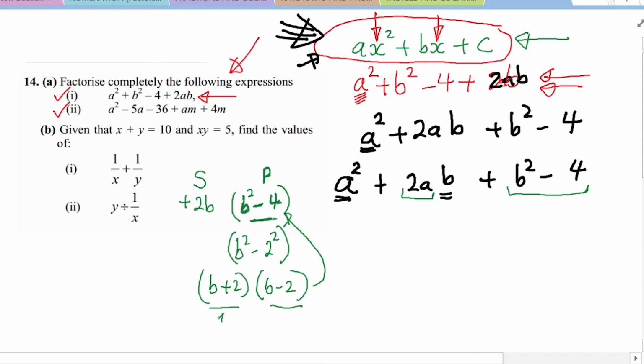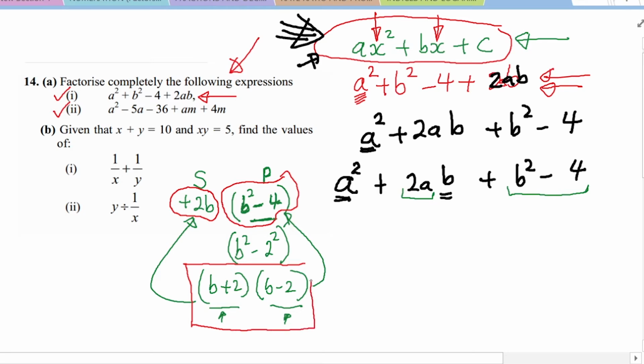Okay? Then when I add this and that, b plus 2 and b minus 2, I'll end up with positive 2b. So it means that the two numbers we are looking for, whereby when we add them, we get positive 2b, and then when we multiply them, we get b squared minus 4, those two numbers are these ones right here. So it means those two numbers are going to come and replace this middle part. And so in this case, our next part is going to become a squared. Then we shall come and replace them with these ones.